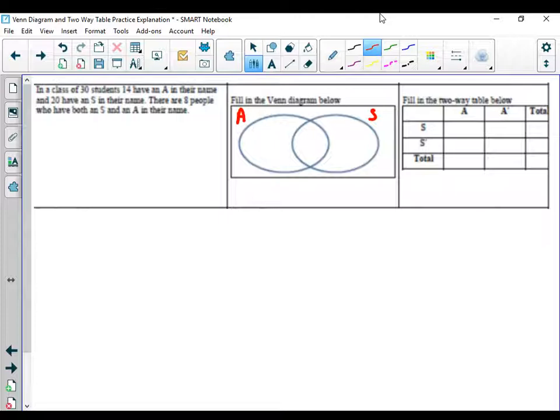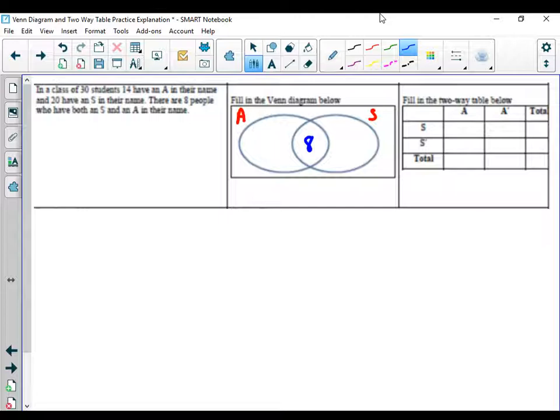So we know once we're done, all the numbers should add up to 30. They said that 14 have an A in their name, so the entire A circle should add up to 14. 20 have an S in their name, so the entire S circle should have 20. And there are 8 people that have both an S and an A. So that's where I'm going to start, 8 people that have both. I'm going to put that here in the intersection.